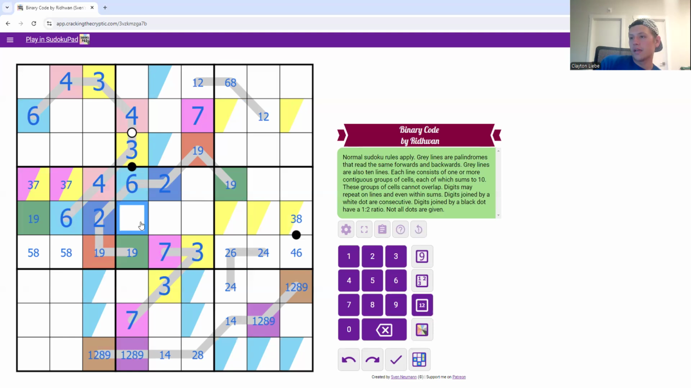I guess we know that 5 and 8 have to be here. But yeah, that's not really helpful just yet. Are these always one? What do we need here? 1, 2, 8, 9, and 5.